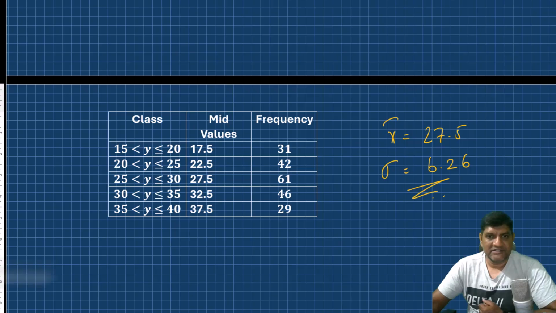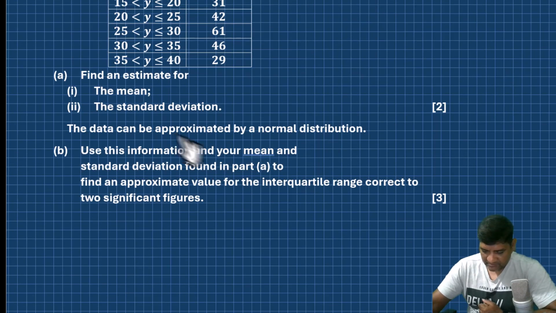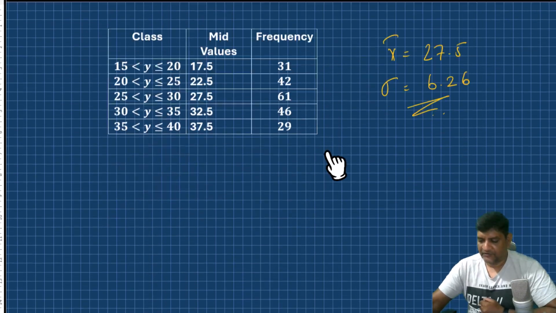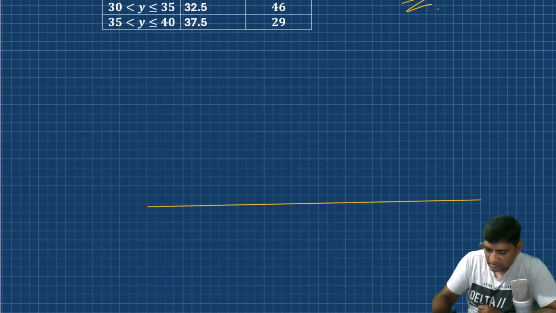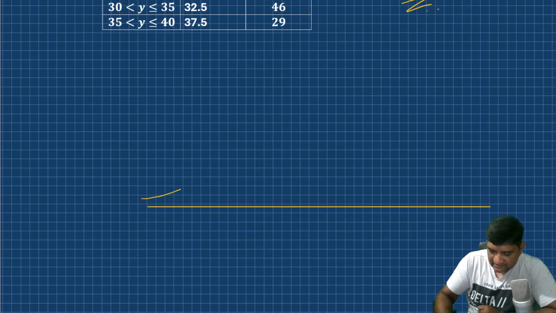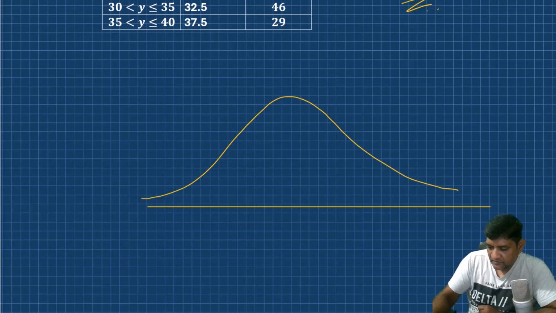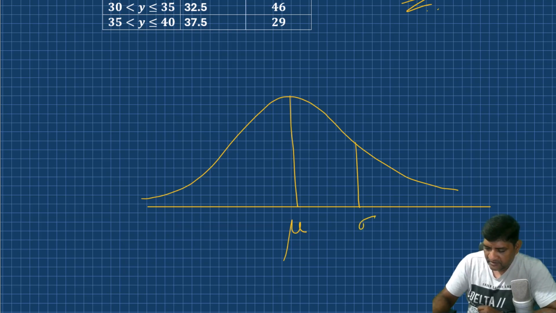Okay, now let's get to the next part of the question. The next part of the question says that this can be approximated to normal distribution. Let's quickly look at normal distribution. What we know about normal distribution is that the curve will have the mean over here. This is going to be my mean, and this is one standard deviation away above the mean. And this is one standard deviation away below the mean.